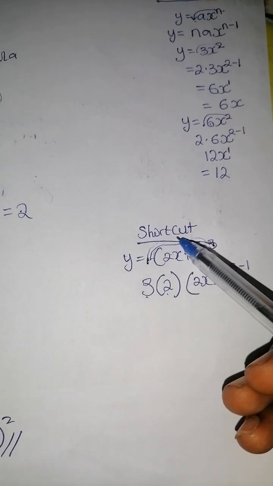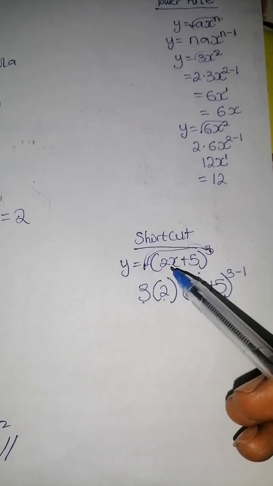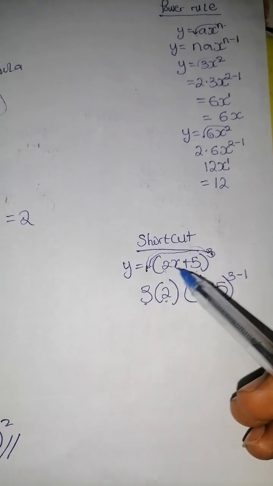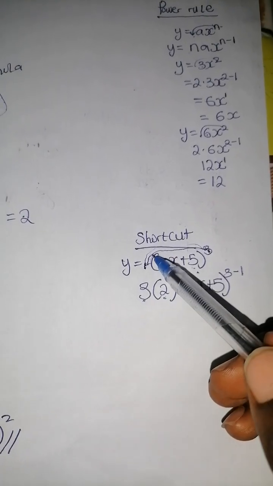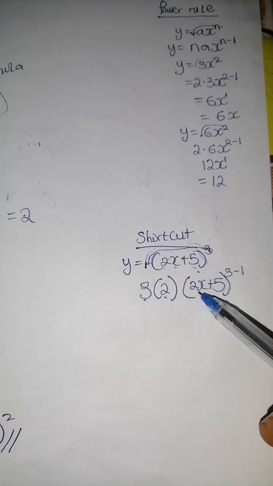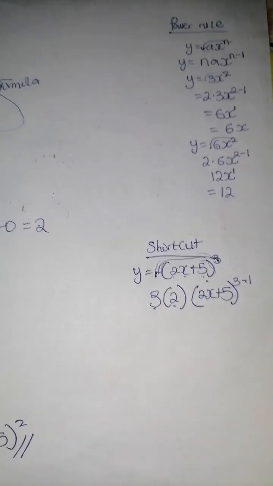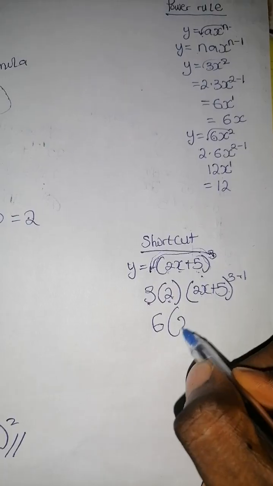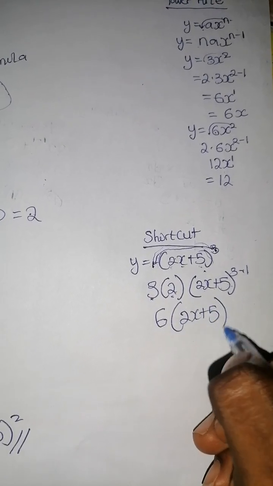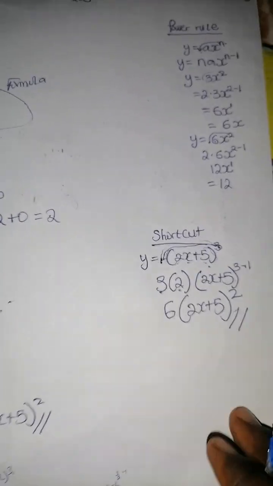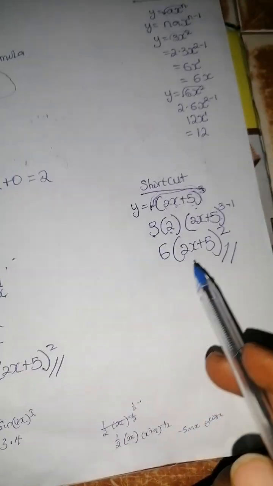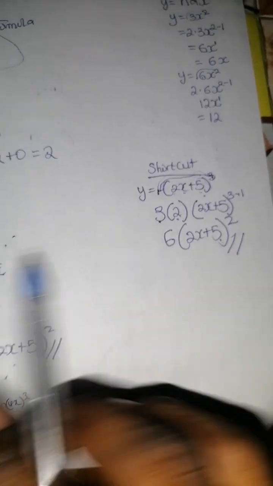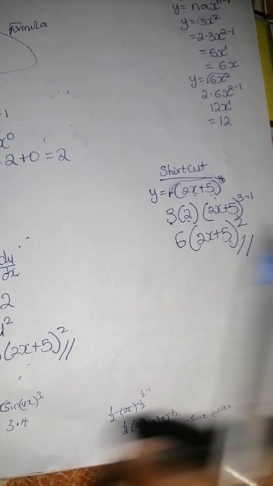I repeat again. Bring this 3 down to this spot. Differentiate the inside, which will give you 2. Then repeat this again, 2x plus 5, then minus 1 from the top. Once you do that, 3 times 2 is 6. 6 times 2x plus 5 raised to power 2. You are done. The same answer. Very, very easy.